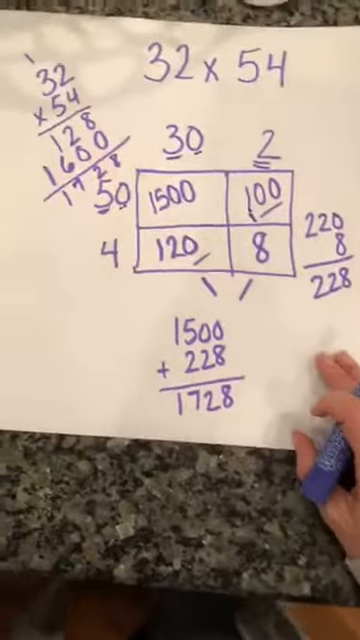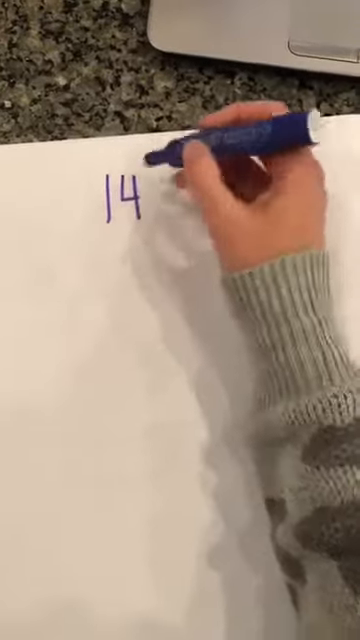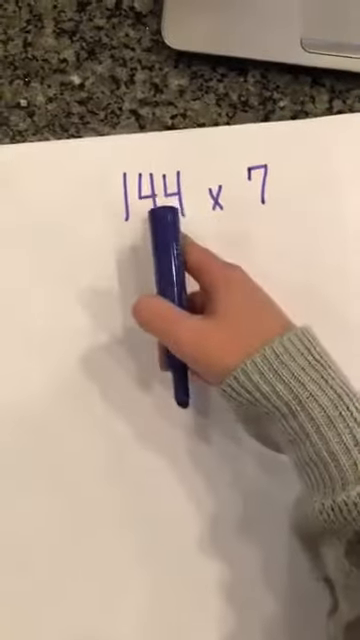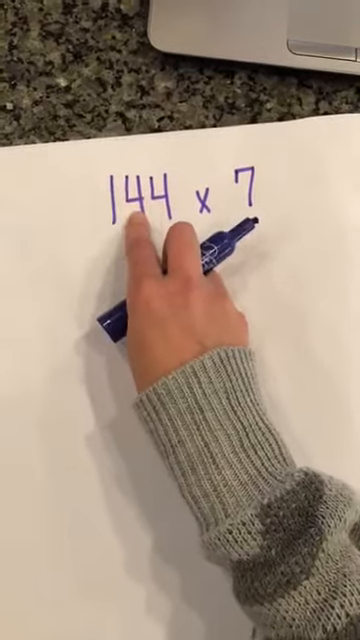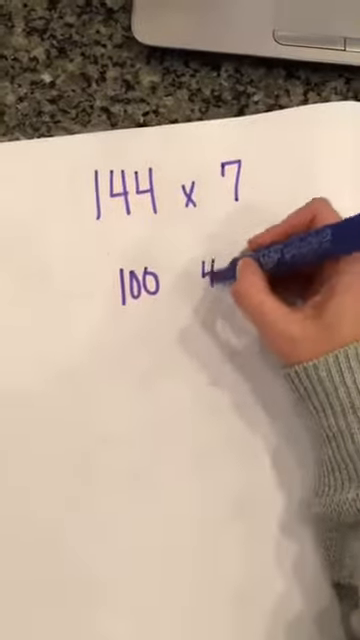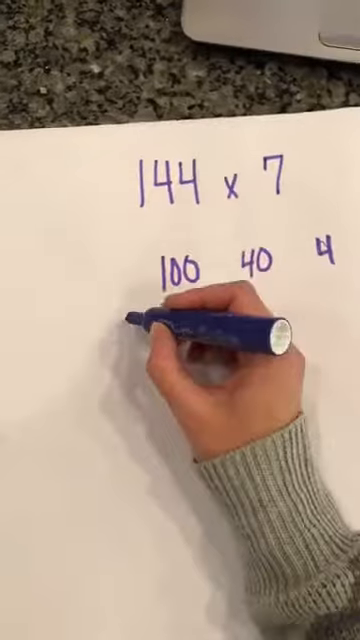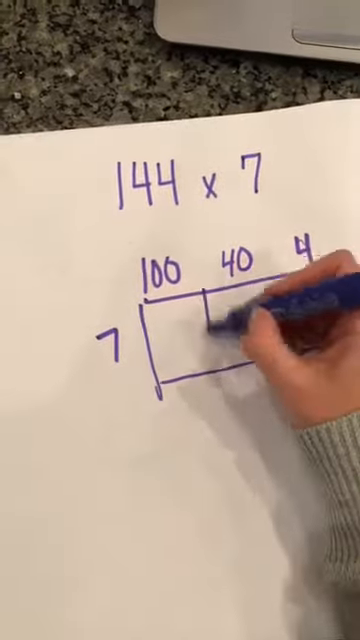Okay. All right. And last but not least, we have a 3-digit by 1 digit. Let's just do 7. Once again, we have a 3-digit number. So the value is 100, 4 10s, 4 1s. Put that in expanded form, stretch it out. 100, 4 10s or 40, and 4 1s. And we have 7. And that area that we fill in is all based on the place value.